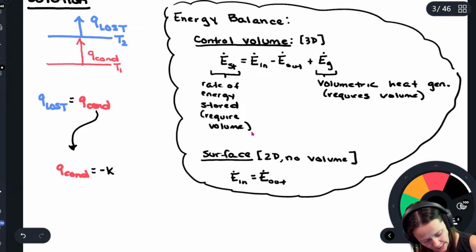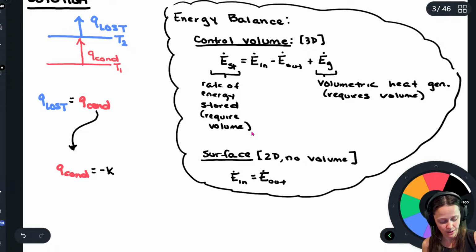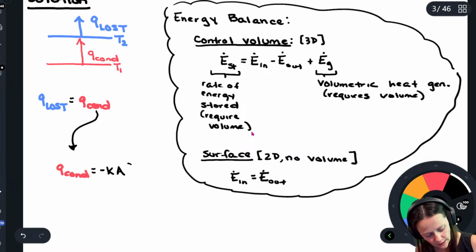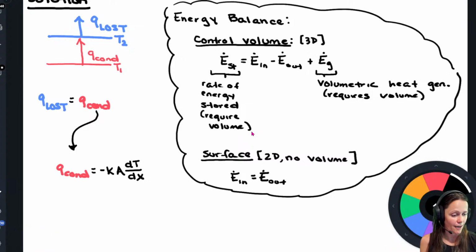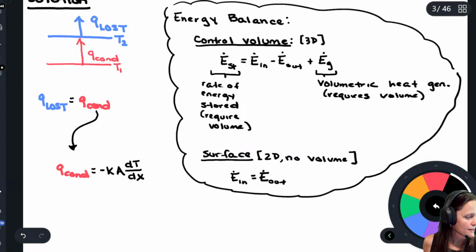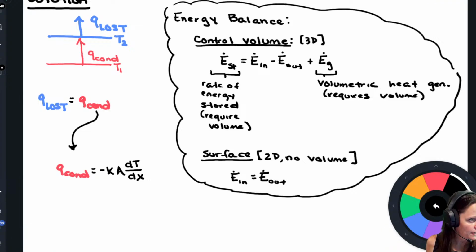All right, so this is negative K. I do need an area there, so K A dT/dx. I'm given the K. They did give me that. And then they gave me the area, or at least I've got enough information to calculate that area. So 48 meters squared is my area.